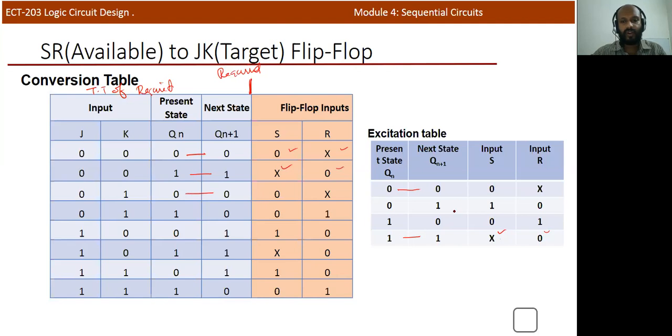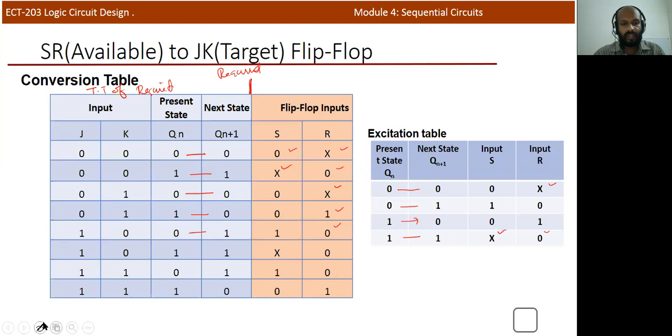So X 0 we'll put in. And for 0 0, we already got it's 0x. And for 1 to 0, the SR input should be 0 1. And for the 0 to 1 transition, the SR input should be 1 0. Similarly, you can complete the remaining values.